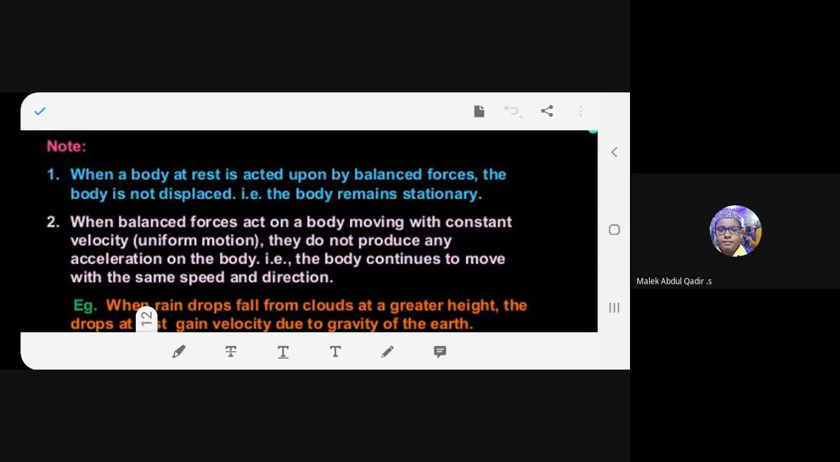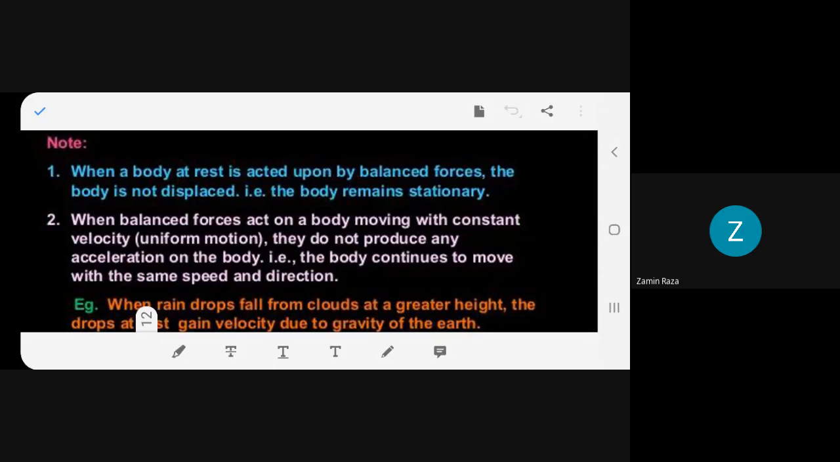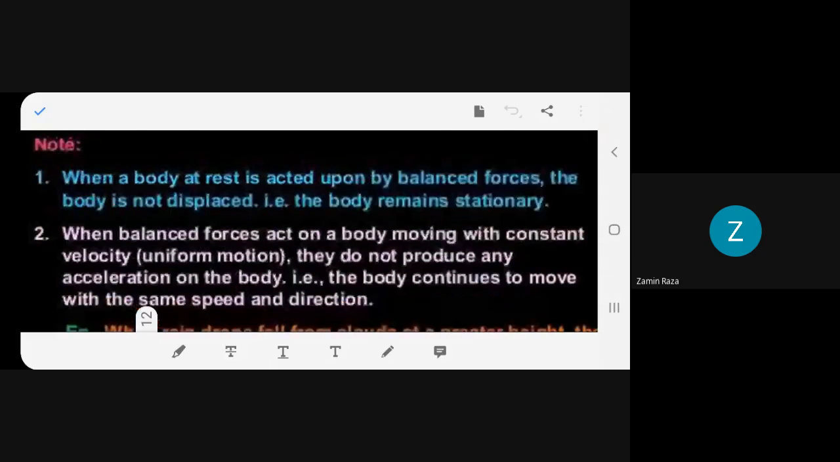Okay, ma'am. Fine. Start, better. When a body at rest is acted upon by balanced force, the body is not displaced. That is, the body remains stationary. Okay, second, explain. Just a moment. First point. Can anyone explain this point?